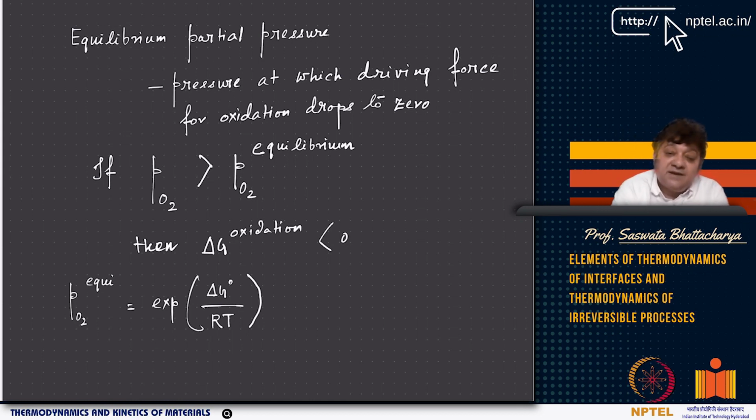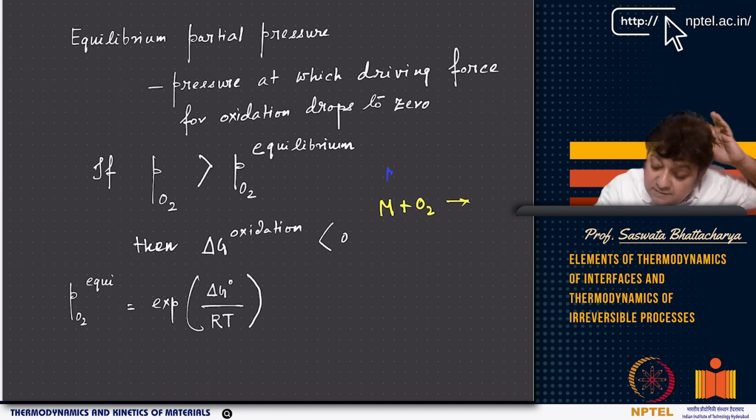In such a case, instead of going from M plus O to MO, so if I want to balance, say, it goes to M.